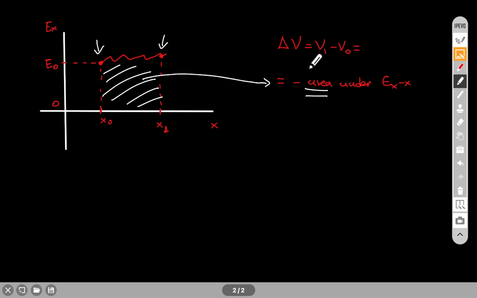You need to know how the electric field varies at all points from x0 to x1. You need to have the line, you need to have the graph in order to find the area. Okay, so only if you know the electric field as a function of position between the 2 points that you want, only then you can find the potential difference.